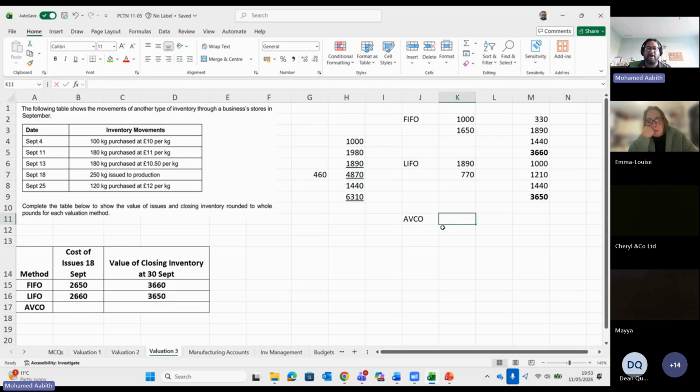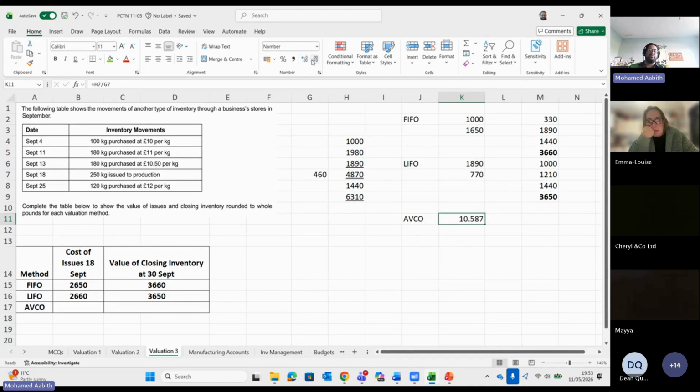4,870. Let's find out the value of 1 kilogram. So this divided by that should give you the value of 1 kilogram. It is coming to that decimal. It could be more decimals there, so let me increase it. Yeah, it has loads of decimals there.